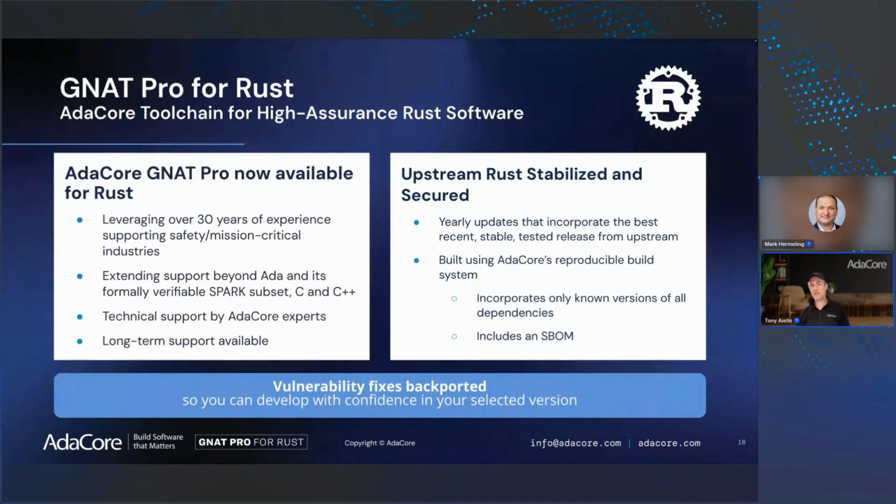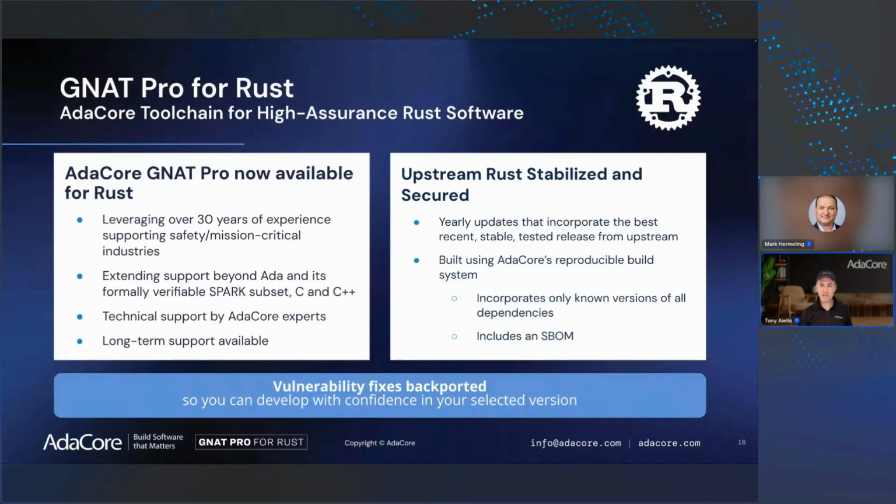We're also securing this, so we're handling software supply chain security for you with GNAT Pro for Rust. We're incorporating only known versions of all of our dependencies, and we're delivering the toolchain and the libraries to you with a software bill of materials.